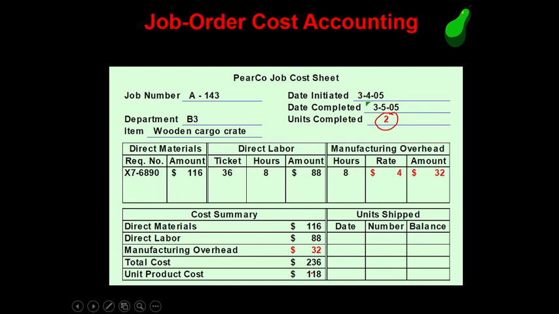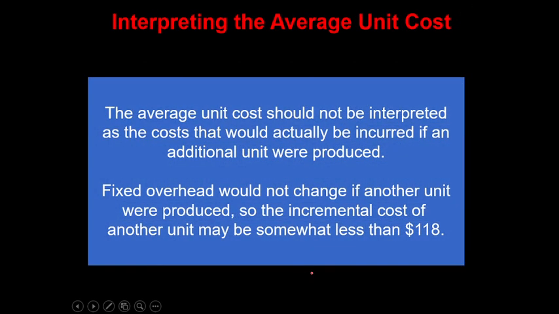Okay, so that's for your job cost sheet. Interpreting the average unit cost. The average unit cost should not be interpreted as the cost that would actually be incurred if an additional unit were produced. Bakit kaya? It's because of the fixed cost. Sabi niya, fixed cost would not change if another unit were produced. So, the incremental cost of another unit may be somewhat less than 118.